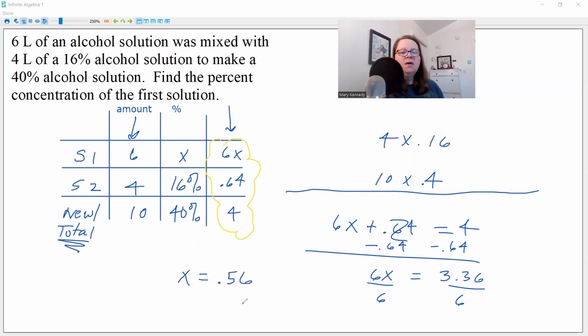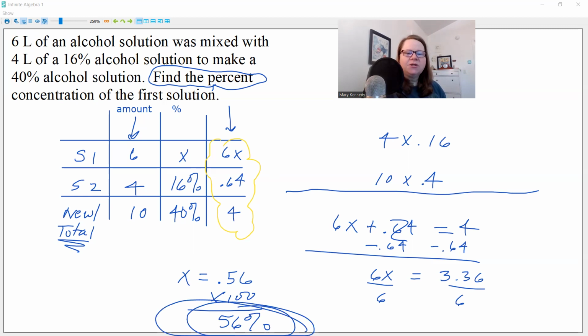0.56. Now, we need our answer as a percent, right? We change these percents to decimals, so we need to change our decimal back to a percent, and you just multiply by 100. Super simple. 56% is the answer to this question.